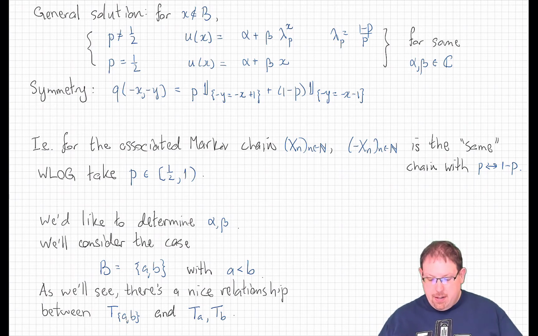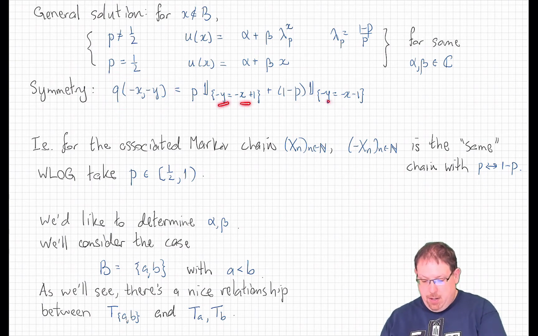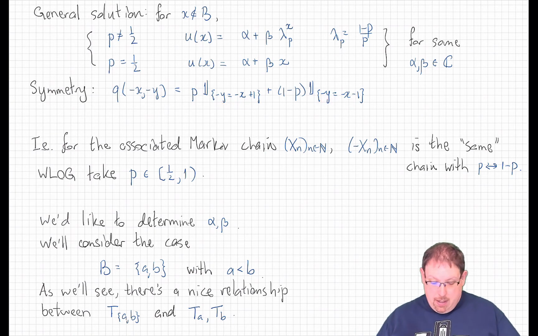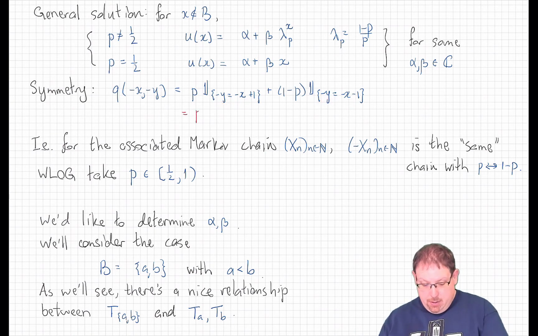But before we get there, let's note one symmetry of the problem that will reduce the parameter space P to half of what it is right now. And that is to just note that the transition kernel Q has the property that Q of minus x and minus y, well, if I just plug in minus x and minus y where x and y were before in that formula and then reshuffle this, this is equal to P times the indicator that y is equal to x minus 1 plus 1 minus P times the indicator that y is equal to x plus 1.